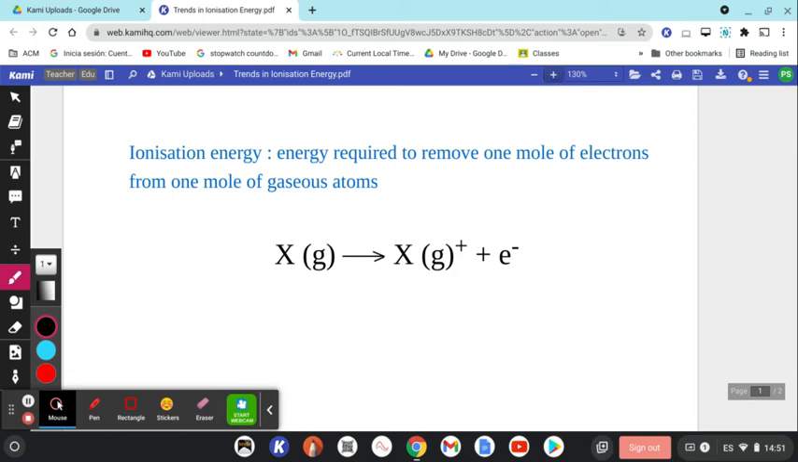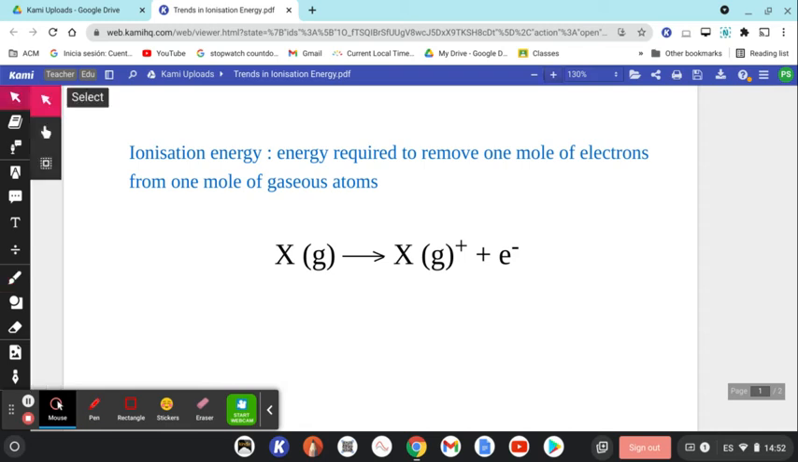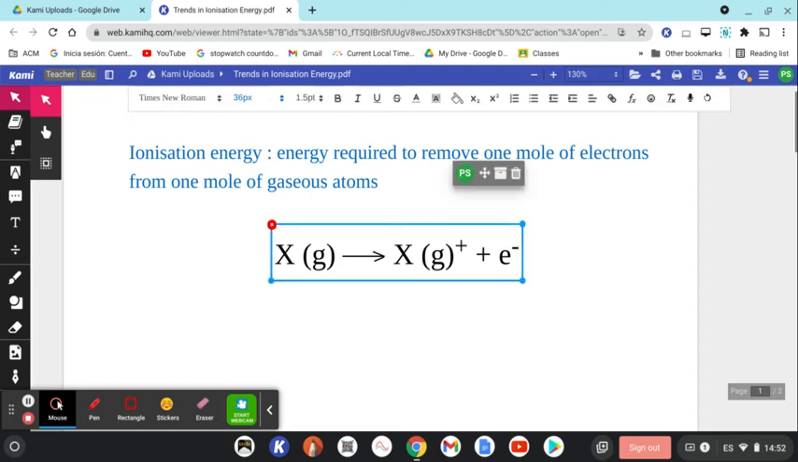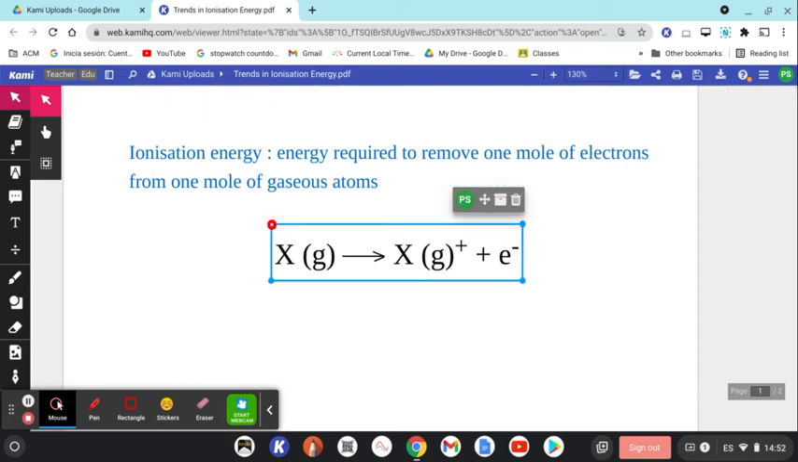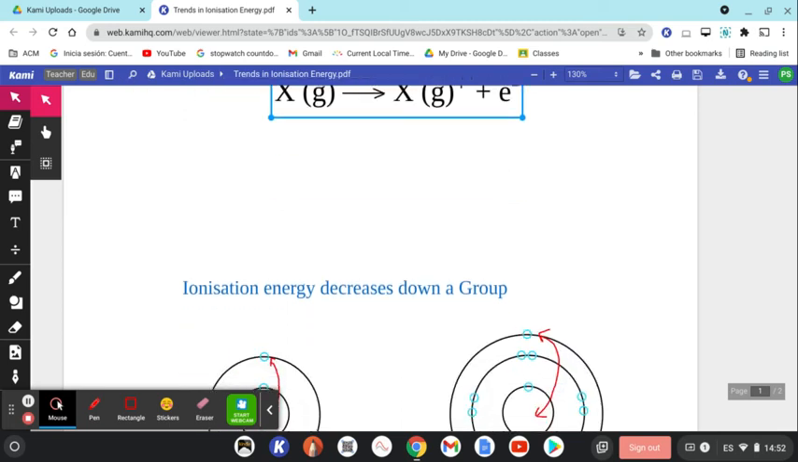Today we're going to be looking at trends in ionization energy. Now, you should know by now that in IB you need to be very specific with your definitions. The definition of ionization energy is the energy required to remove 1 mole of electrons from 1 mole of gaseous atoms. And that can be represented by the equation below. We've got an element X in its gaseous state, and on the right-hand side, we've removed 1 electron and we formed a positive ion.